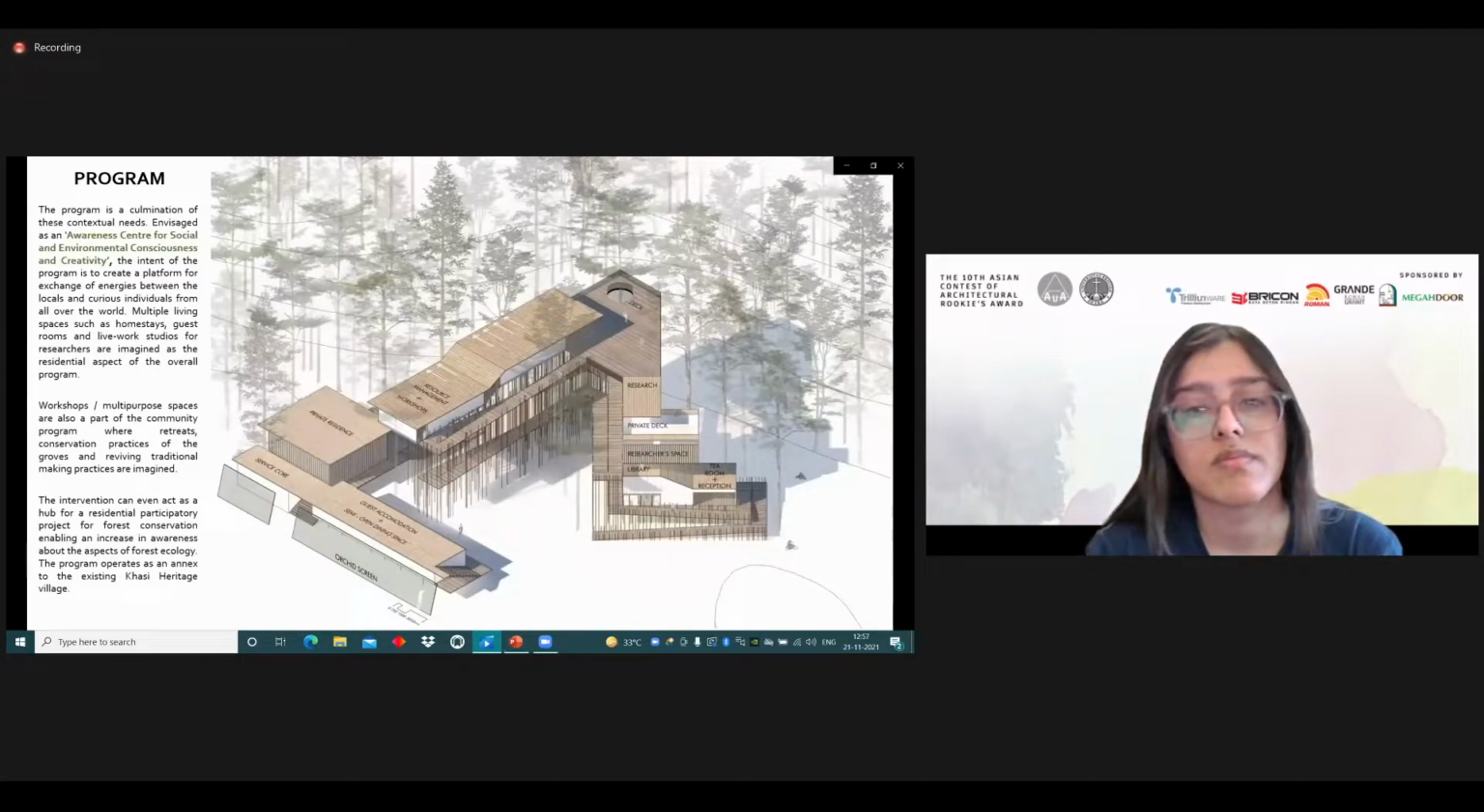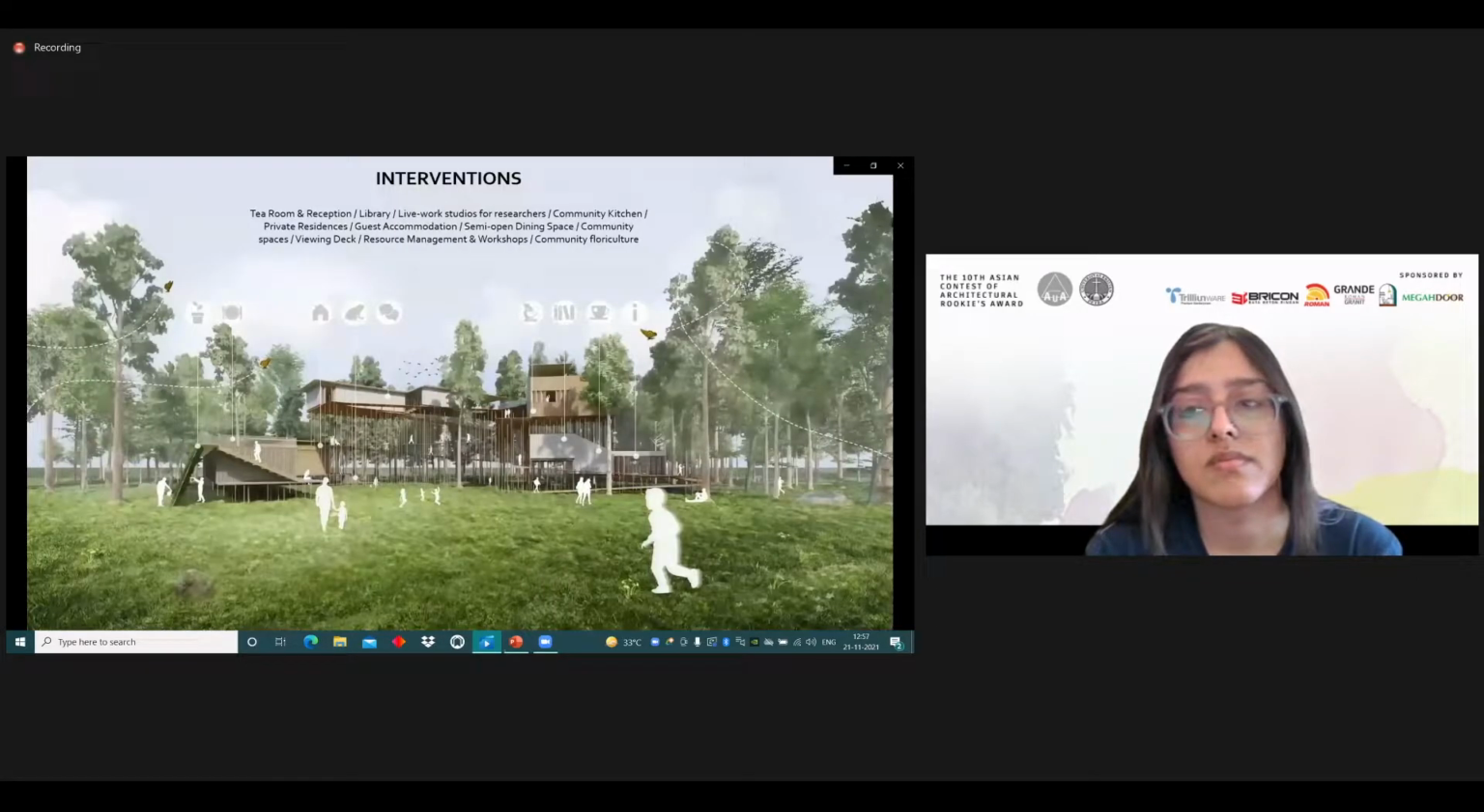Multiple living spaces such as homestays, guest rooms, and live-work studios for researchers, paired with workshops and multi-purpose spaces where retreats, conservation practices of the groves, and traditional making practices are imagined. This slide shows you an image of the proposed intervention that gently adorns itself with tall pine trees, along with the programs and their respective locations.